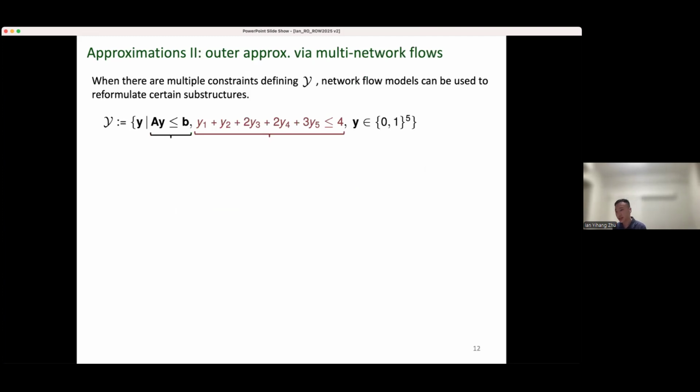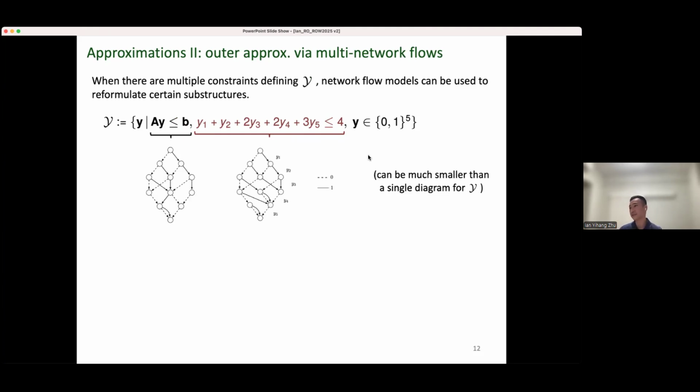We can think about a second kind of approximation, which we'll call multi-network flows. This is especially important when you have multiple constraints defining this feasible region, capital Y. In all of the examples so far, I've just shown capital Y being defined by a single constraint, but you can easily have the case where you have some constraints here as well as your knapsack constraint.